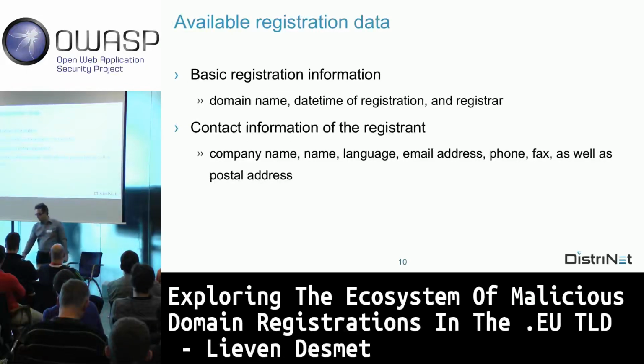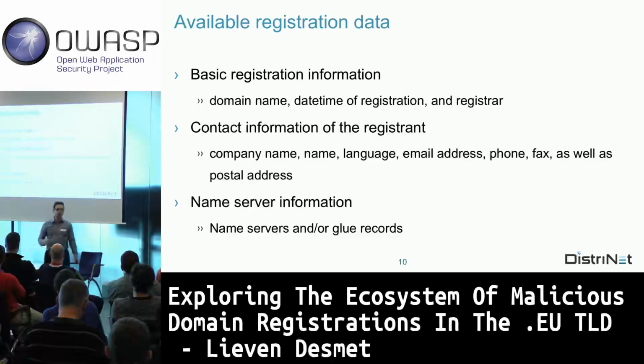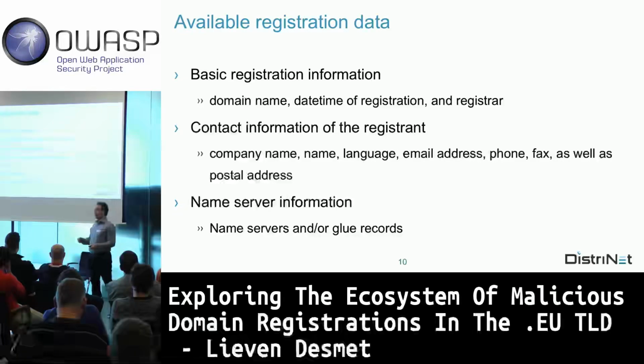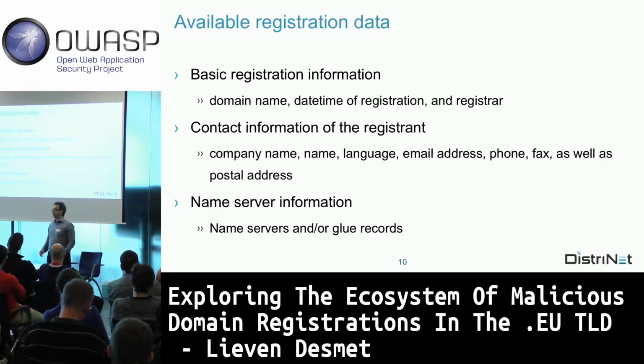Of course, you also need some technical details to actually operate with your domain name. So also name server information is available. And if you are using name servers within your own domain, you also need glue records, IP addresses that actually bootstrap the whole way of looking up your name server. So this is the information that we got available by collaborating together with EURid, the .eu registry.